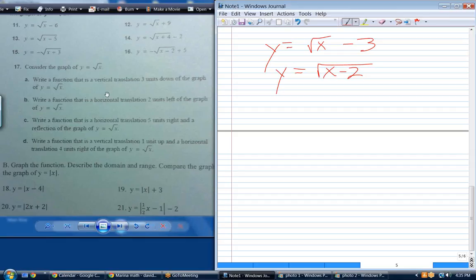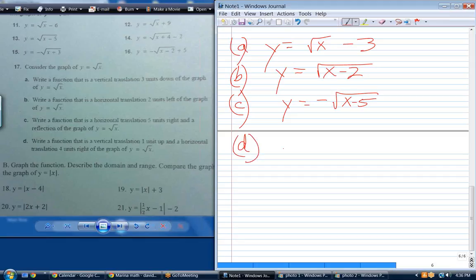So, how about C? It'd be the square root of x minus 5. It'd be y equals negative square root of x minus 5. So it'd be a negative sign in front of it, like that? Yeah. Okay. And what is D?